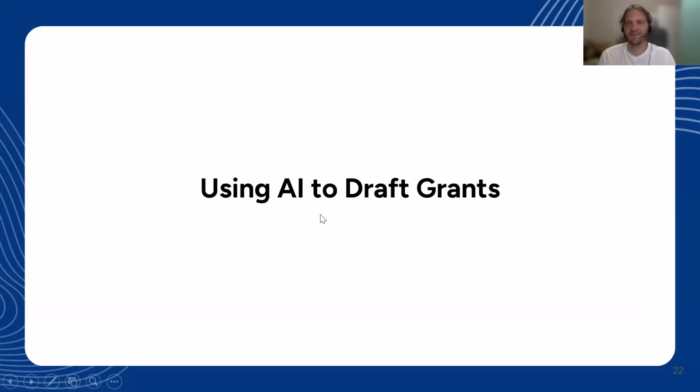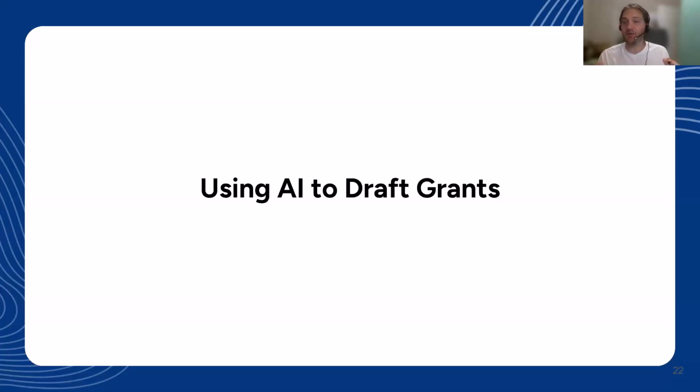So now you have a calendar of grants to apply to, and now we're going to talk a bit about using AI to create your drafts. Yes. So this is kind of the final step, and this is obviously a big step once you find these ones, is actually writing your grant proposals.